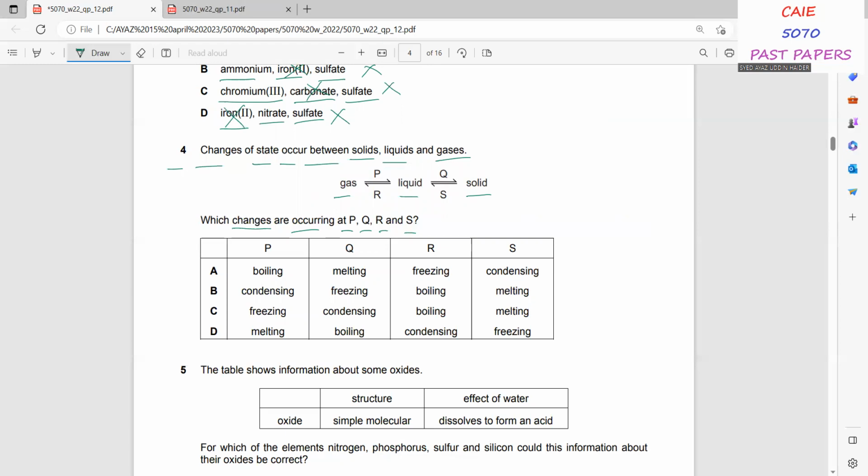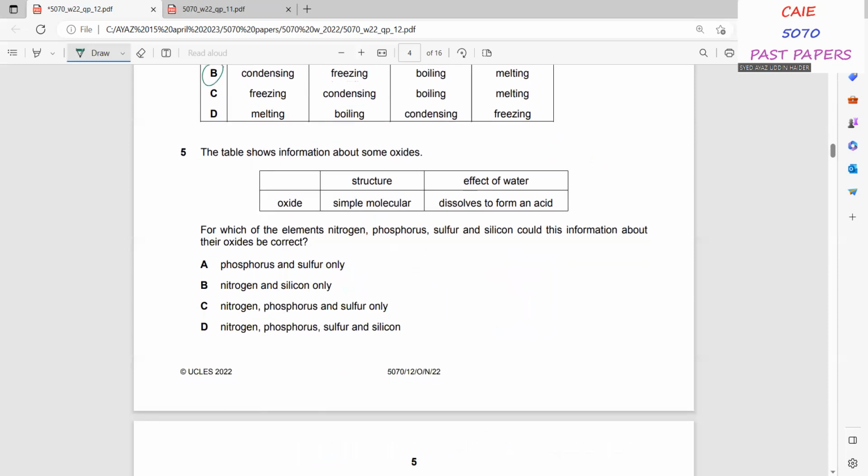If I start with P, if gas changes to liquid, it's condensation. And Q is conversion of liquid into solid, which is freezing. What about R? R is the conversion of liquid into gas, it's definitely boiling. And S is conversion of solid into liquid, which is melting. So we are left with only one correct choice, and that is B.